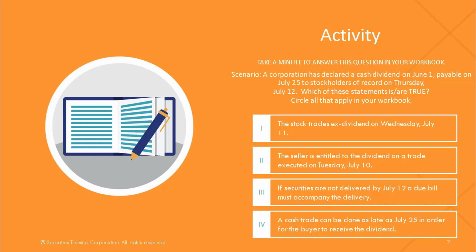1. The stock trades ex-dividend on Wednesday, July 11th. Is that true or not true? 2. The seller is entitled to the dividend on a trade executed on Tuesday, July 10th. 3. If securities are not delivered by July 12th, a due bill must accompany the delivery. And last, 4. A cash trade can be done as late as July 25th in order for the buyer to receive the dividend. Let's look at those 4 statements. Which of those 4 statements is true or are true?